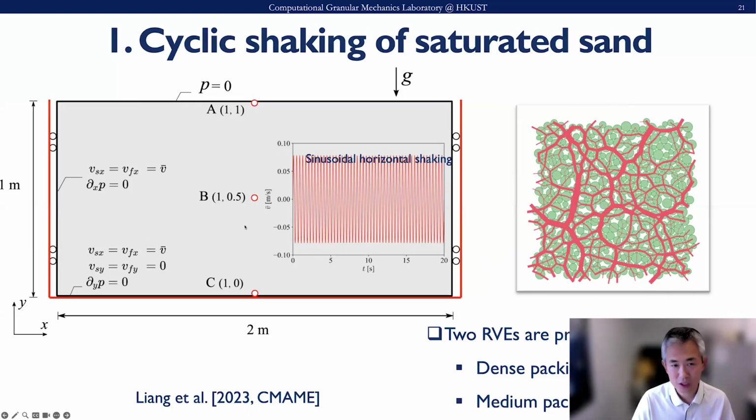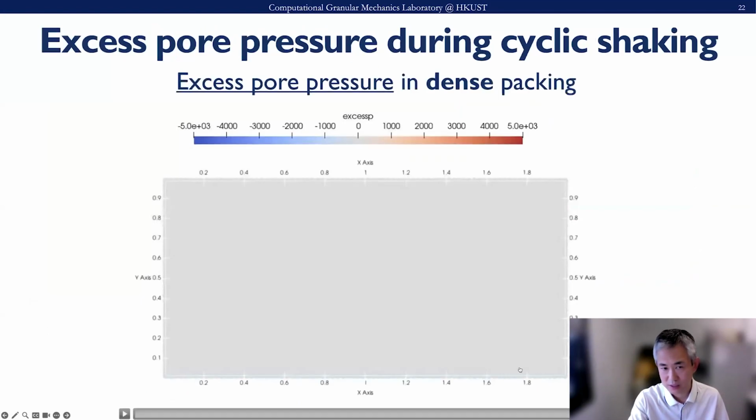Another thing that we validate is cyclic shaking. We have a saturated soil domain, and at all these boundaries we apply an undrained, impermeable condition, and it is subject to sinusoidal horizontal shaking, like a shaking table. Also, the whole domain is subject to gravity load. Then we insert two different RVEs, one dense and one medium dense, and compare their responses. So it is going to be hydromechanical coupling for this case.